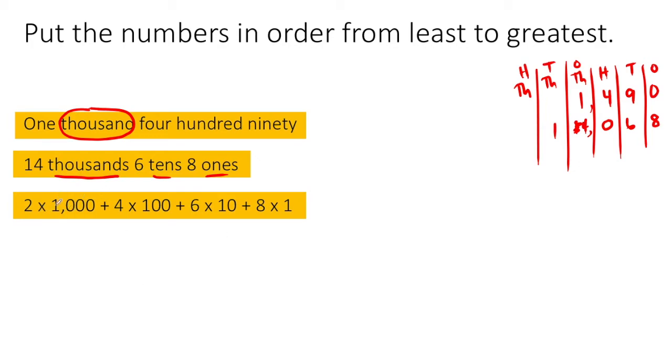And now, don't be worried. This is really just the same as this. It's just written with a symbol. 2 groups of 1,000. This is like saying 2 thousands. This is like saying 2 hundreds. This is like saying 6 tens. This is like saying 8 ones. Go ahead and drag the 2, the 4, the 6, and the 8 to their correct spot on the chart. 2 goes in the thousands place. 4 goes in the hundreds place, 6 goes in the tens place, and 8 goes in the ones place.